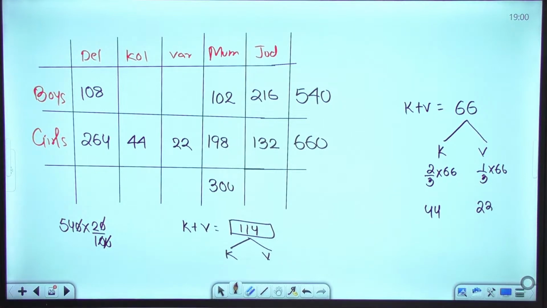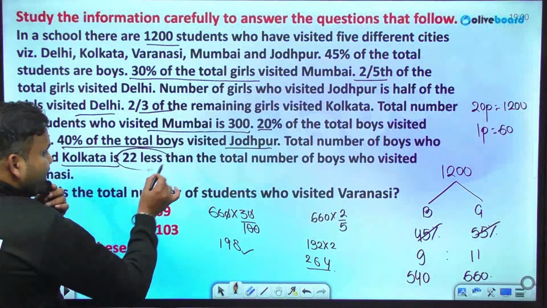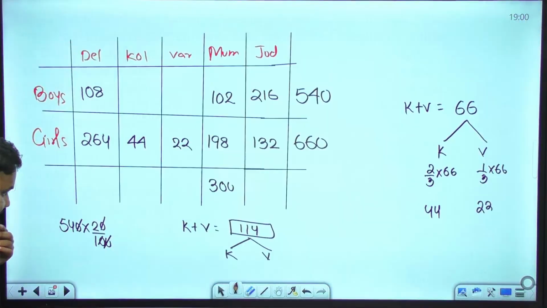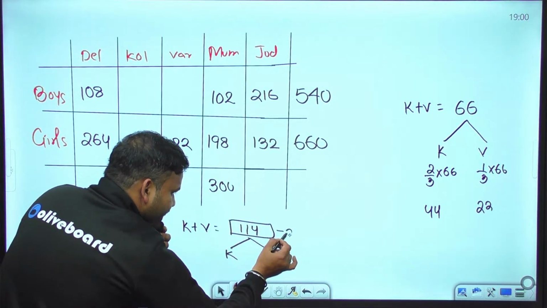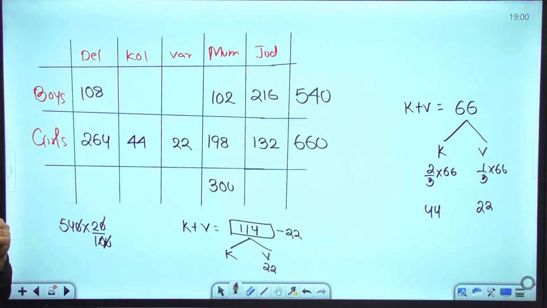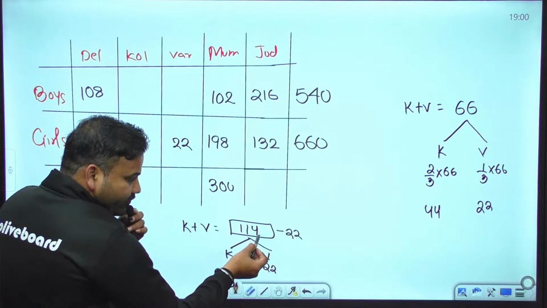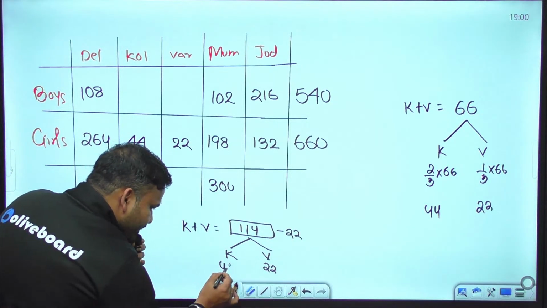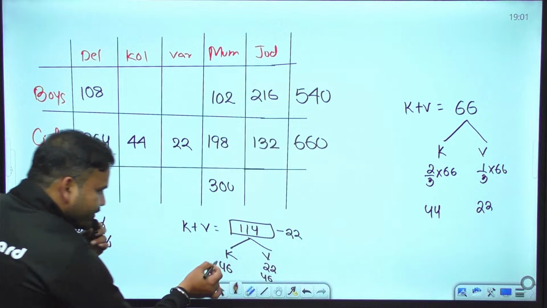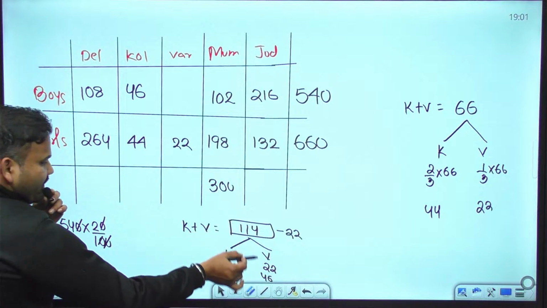Fine. So now Kolkata: the number of boys visiting Kolkata is 22 less as compared to the number of boys who visited Varanasi. So Varanasi is 22 more. Out of 114, I am eliminating 22. Whatever is left will be divided equally. 114 minus 22 is 100, and eliminating 8 more gives 92. So this will be 46, and give 46 over here. So the number of boys visiting Kolkata will be 46, and the number of boys visiting Varanasi will be 68.